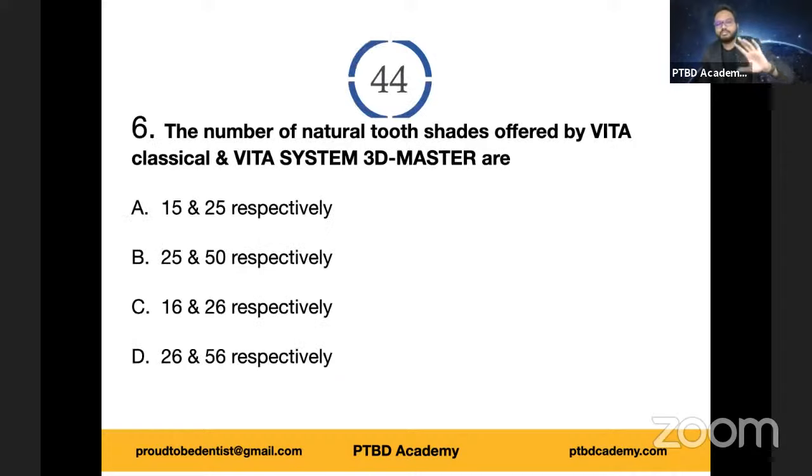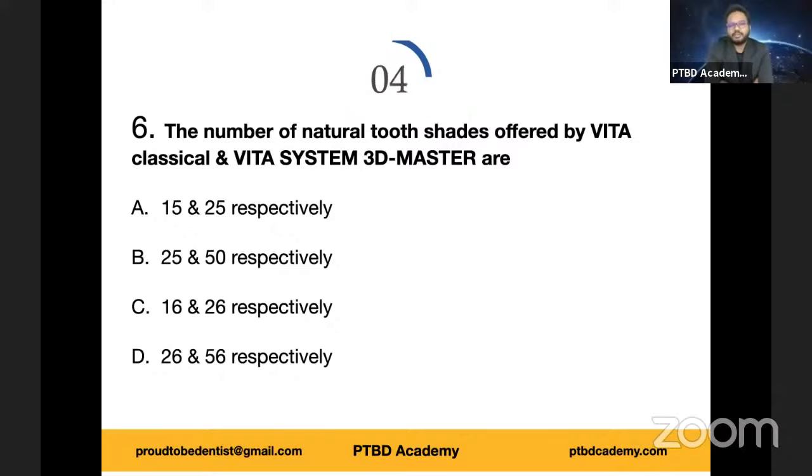The number of natural tooth shades offered by VITA Classical and VITA System 3D Master are, as far as I remember, I think I mentioned it in the morning session, but I'm not sure. Anyways, you guys let me know. So which one do you think is more appropriate answer? If I haven't, now I'm going to. So 15 and 25 natural tooth shades respectively, 25 and 50, 16 and 26, 26 and 56. There seems to be no relation between the numbers, right?